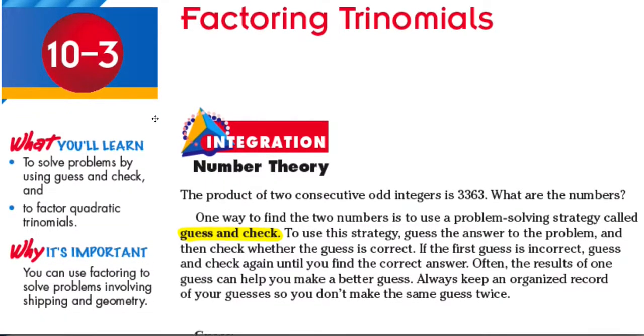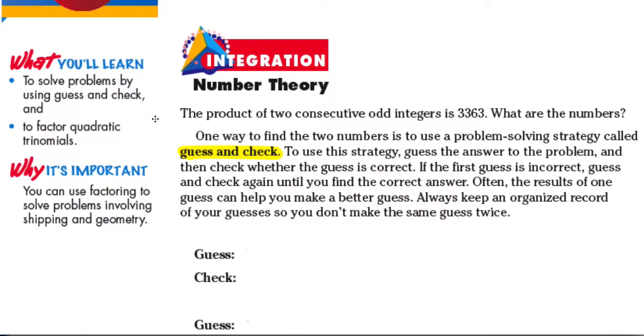In this lesson, you learn to solve problems by using guess and check and to factor quadratic polynomials or trinomials. So when are we ever going to use this? You use factoring to solve problems involving shipping and geometry. Number theory, integers: the product of two consecutive odd integers is 3,363. What are the numbers? One way to find numbers is to use a problem-solving strategy called guess and check.